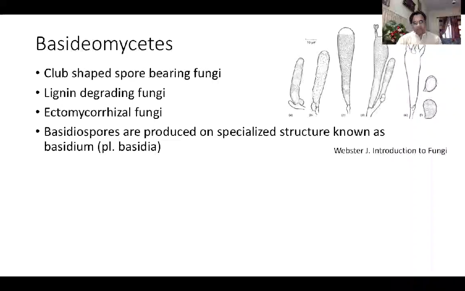Then an important character because of which they are known as basidiomycetes is the specialized structure known as basidia. Basidia are these club-shaped bodies on which the spores are produced, and mostly 4 spores are produced on each basidium.